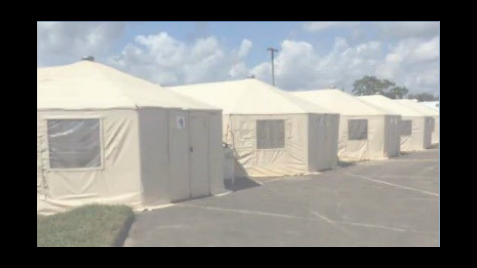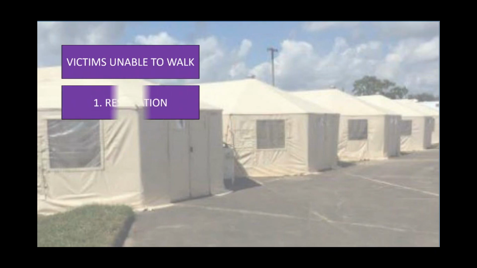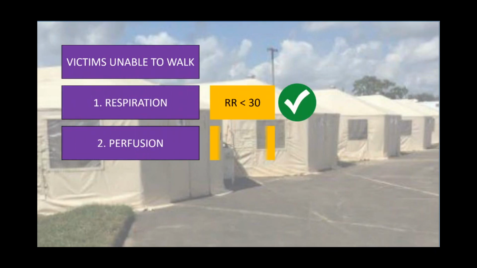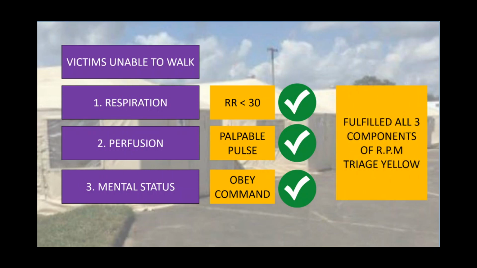So, when to triage yellow? Yellow tag victims are those who are unable to walk and who have respiratory rate less than 30, palpable radial pulse, and obeying simple command. When all three components of RPM are fulfilled, then only the victims will be triaged as yellow.